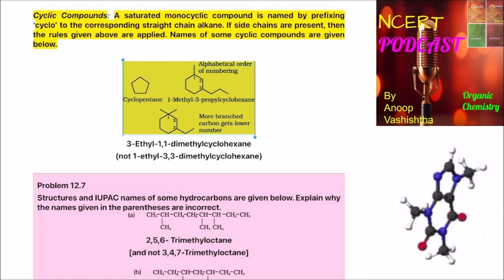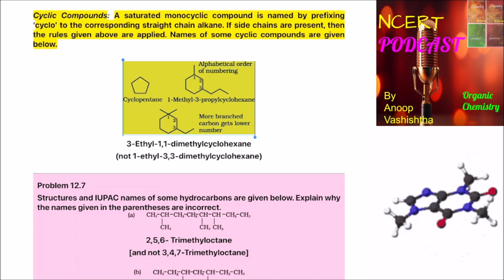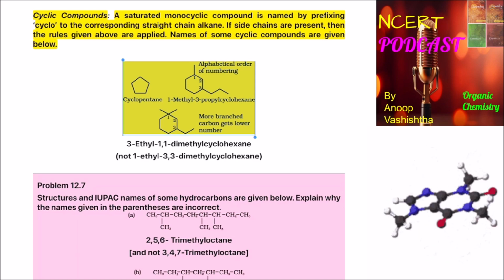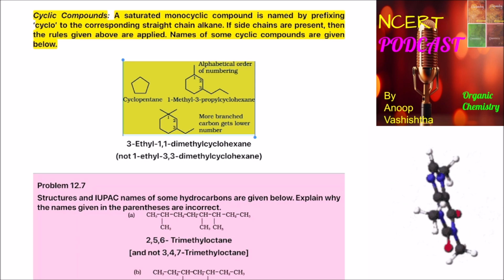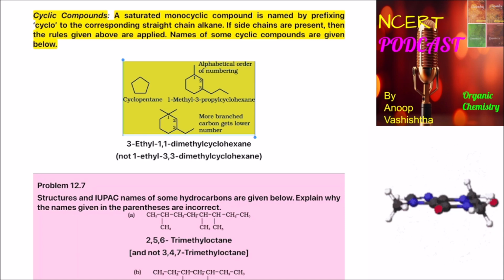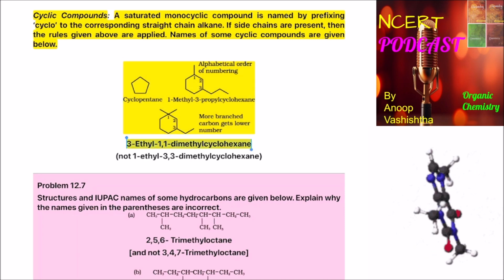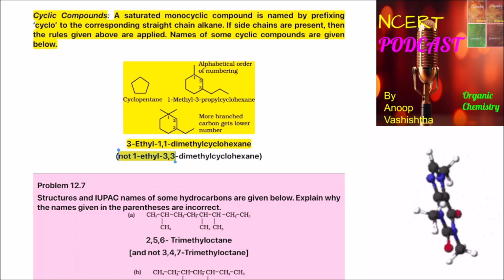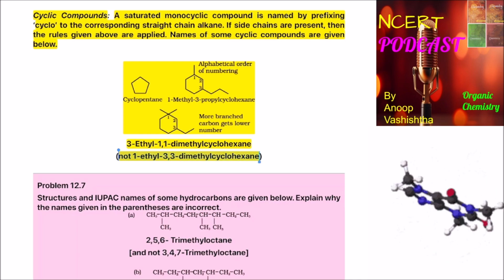Cyclopentane, 1-methyl. 3-propyl cyclohexane. More balanced carbon gets lower number. 3-ethyl 1,1-dimethyl cyclohexane, not 1-ethyl 3,3-dimethyl cyclohexane.